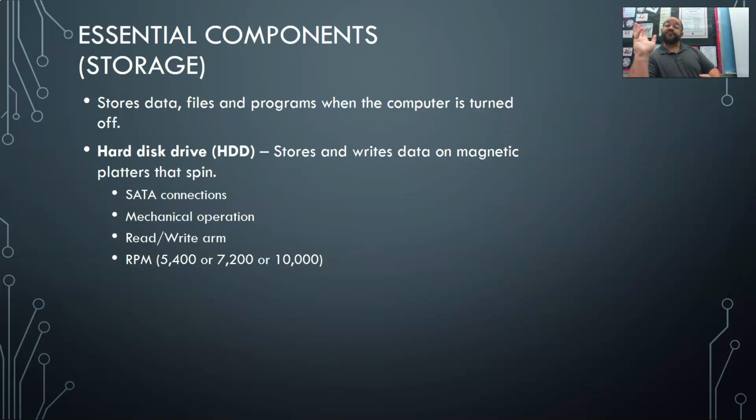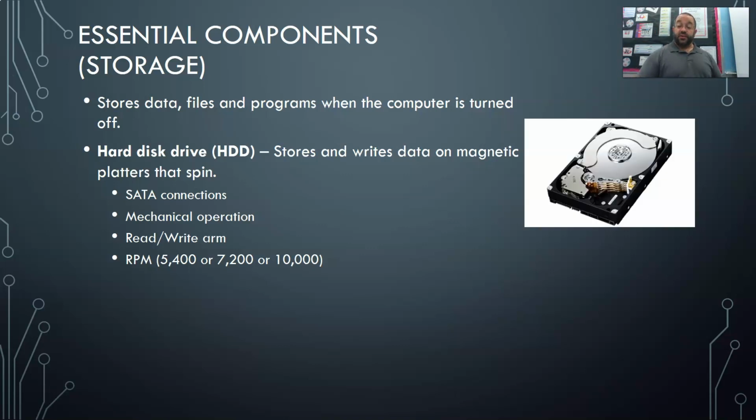Now, not only does it have plates that spin, but there's a little read or write arm, I'll do my finger like this, that's accessing those plates, accessing the data as it spins. And sometimes those things can spin kind of slower or kind of fast. You can see there, 5,400 RPM is the standard for small size hard drives, 7,200 RPM, and then of course 10,000 RPM, which requires additional power to run.